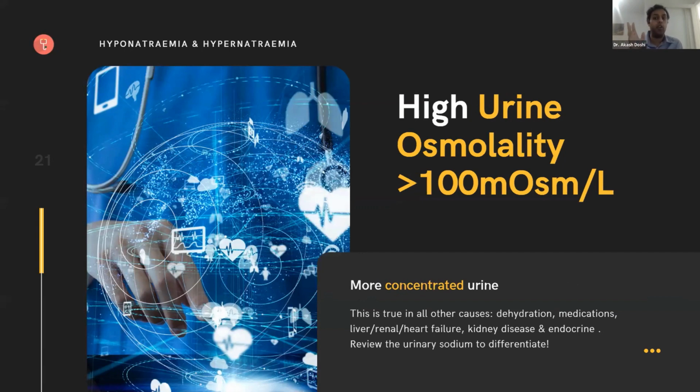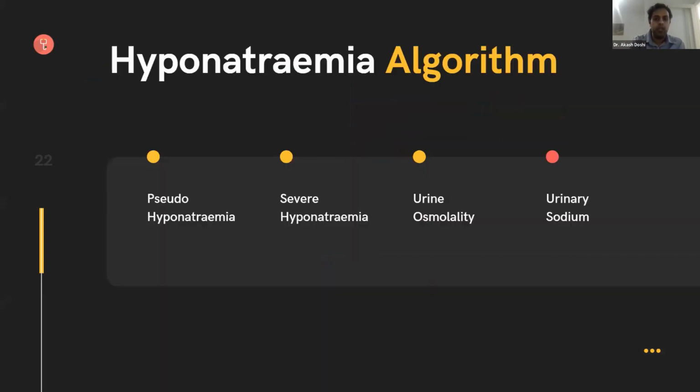Conversely, you've got the high urine osmolality, and that's the rest of your patients. So this is found in almost all the other causes. And what we'll do is we'll use the urinary sodium to work out which of these causes it is. And so this is when it's 100 or more. Well, sorry, more than 100. So looking more at urinary sodium.